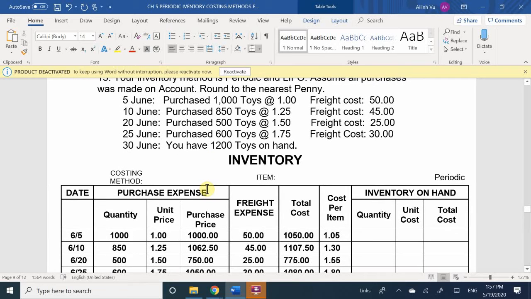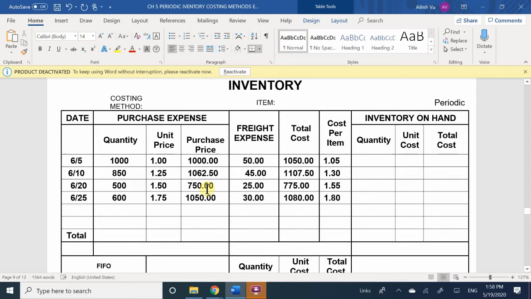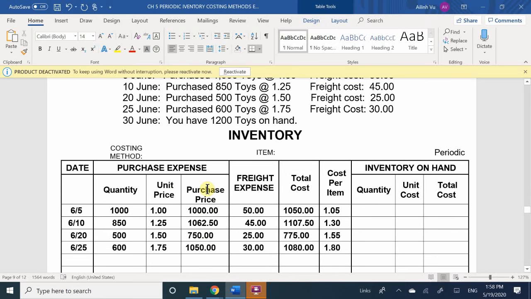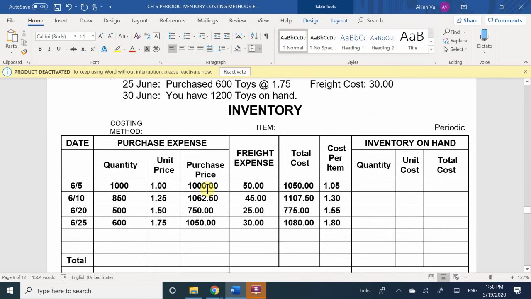Now, what else happened? What happened on June 30th? On June 30th, you have some toys, 1,200 on hand. Do we need to journalize this? Not yet. So we've reached the end of the period. So let's go ahead and do our periodic inventory.